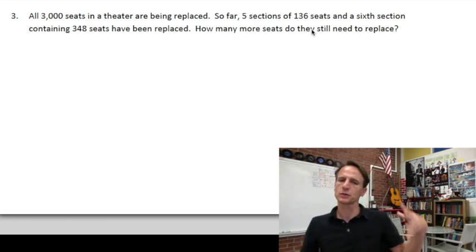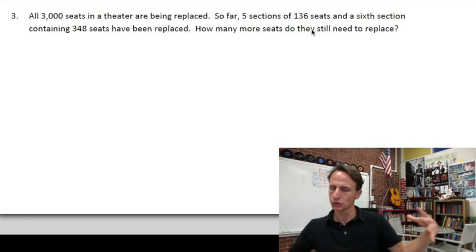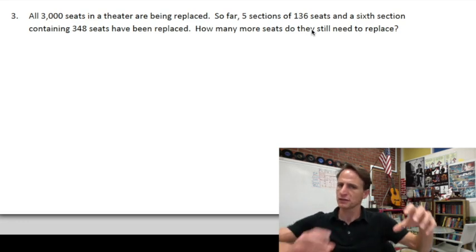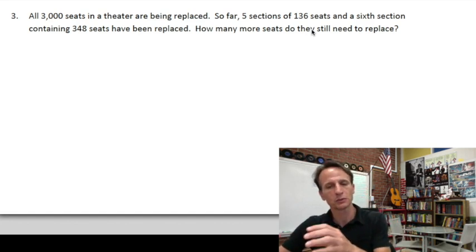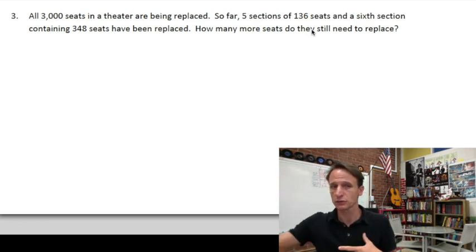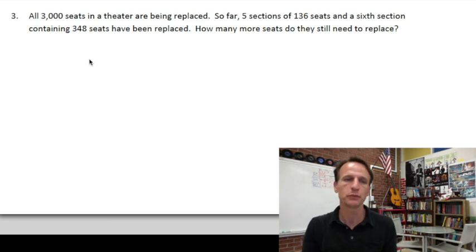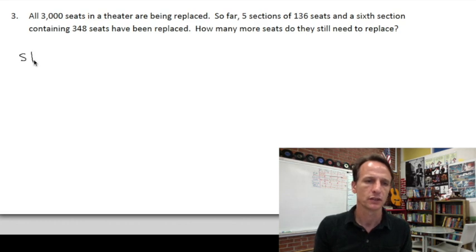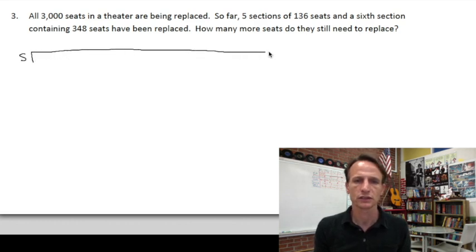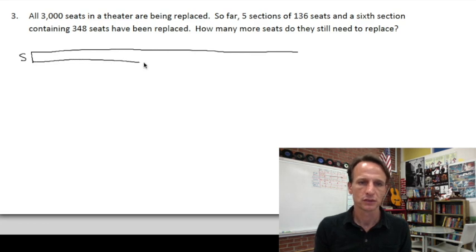Okay, so we're dealing with parts and wholes here, right? We know the whole number of seats is 3,000. Then we have a certain number that have already been replaced. And we're trying to find how many more remain to be replaced. So we're trying to find the difference between 3,000 and how many have been replaced. Okay, so if I were to draw out here, first the total number of seats, let's call that S. All right, so I'm just going to draw a nice long tape because that's all 3,000 seats, right?